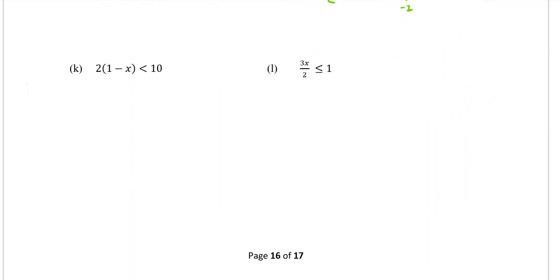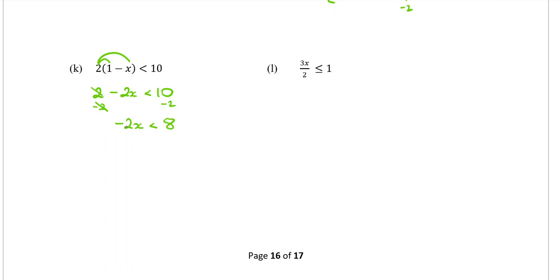For K, expanding the brackets, we get 2 times 1 is 2, minus 2 times x is 2x, is less than 10. Then moving things away from the x, we're going to start with the 2 out the front. I'm going to minus 2. That will leave minus 2x is less than 10 take away 2 is 8.